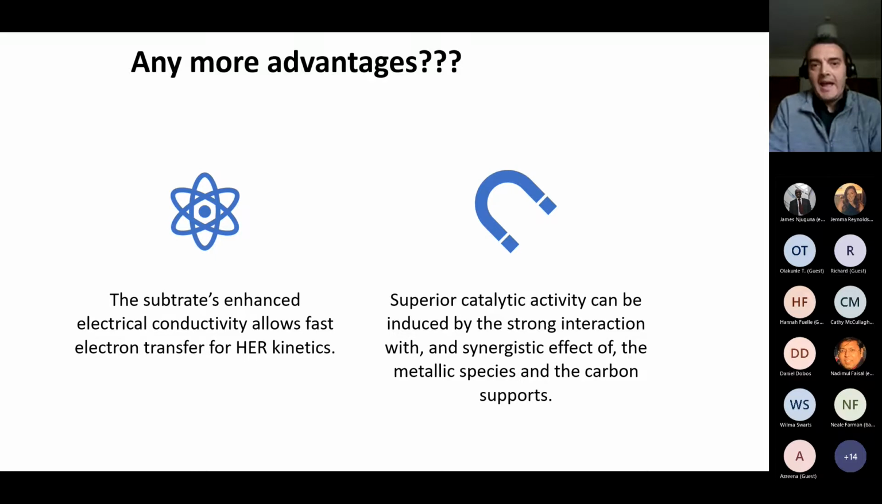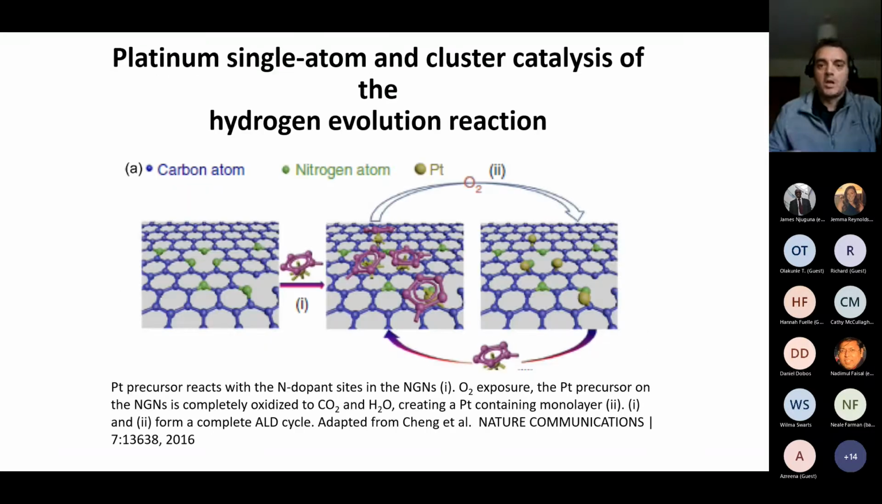Any more advantages? Yes, the substrate enhances electrical conductivity, allowing fast electron transfer in the hydrogen evolution reaction. Also, a superior catalytic activity can be induced by strong interaction and synergistic effect of the metallic species and the carbon support. We will look at examples in a minute of what I'm saying.